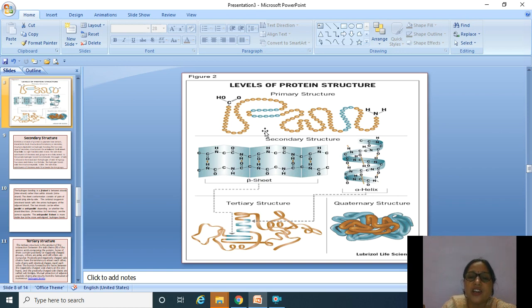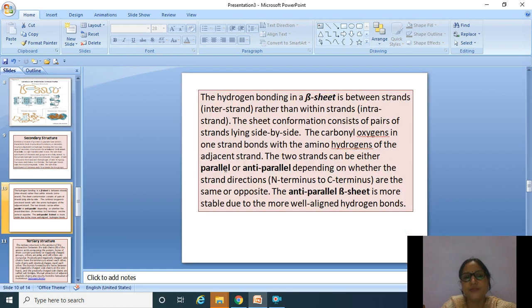So it is the interstrand hydrogen bonding, and this is the result of intrastrand hydrogen bonding. This is a single strand here and this results in the alpha helical form, and here the two strands are there and this results in the beta pleated sheet. This beta sheet may be parallel or anti-parallel.